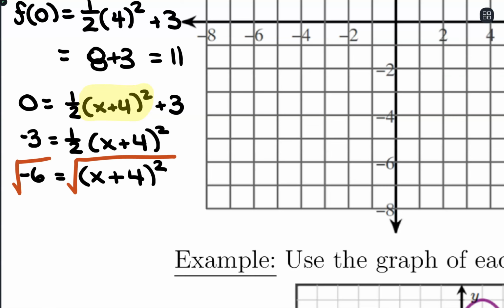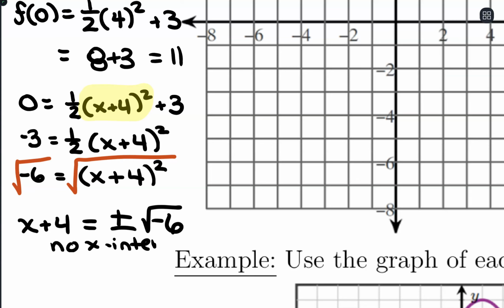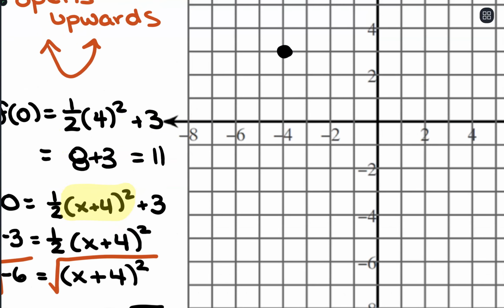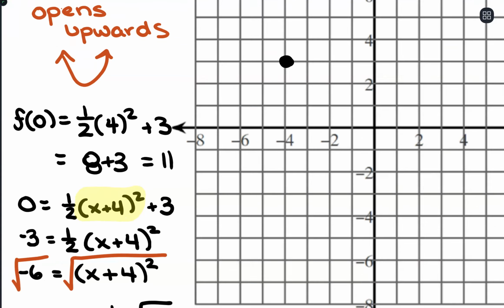So what we would end up with on one side of the equation is the square root of (x plus 4) squared, which is just x plus 4, and then we'd have equals plus or minus. We'd always have this plus or minus because we want all possibilities. But in this case, we're taking the square root of a negative number, and we can't do that. So that tells me there are no x-intercepts, which makes sense since the vertex is above the x-axis, and if it's opening upwards, we're never going to cross that x-axis.